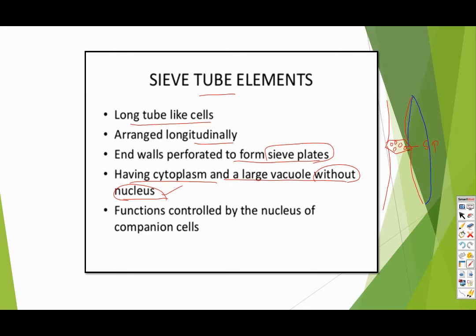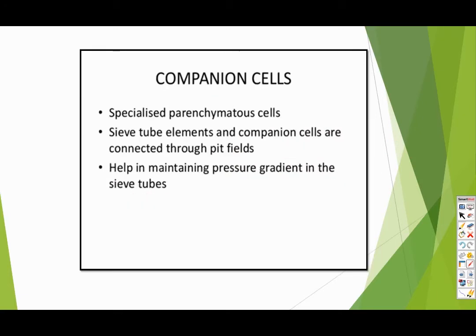Moving ahead, the next one is your companion cells. What is it, children? Companion cells. So they are the specialized parenchymatous cells. Sieve tube elements and the companion cells are connected through the pit fields. They help in maintaining pressure gradient in the sieve tubes. What do companion cells do? It is actually controlling your sieve tubes. It is controlling the sieve tubes.